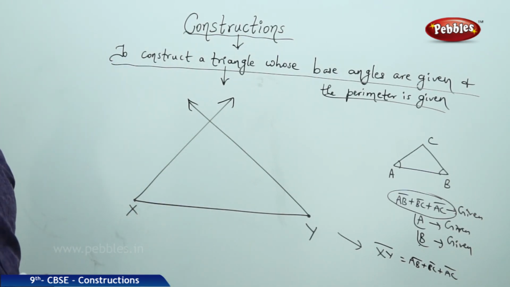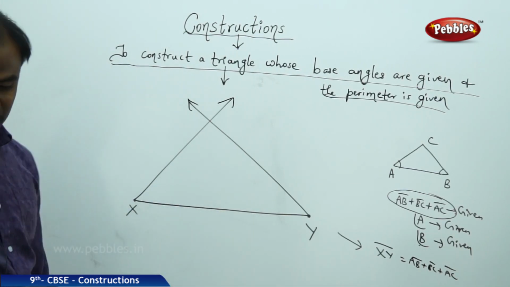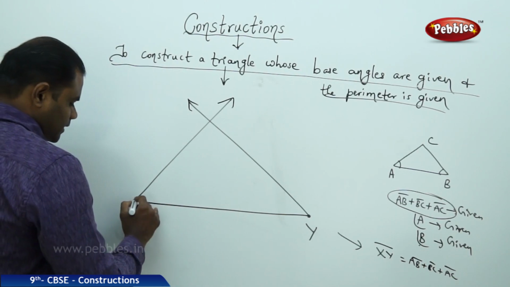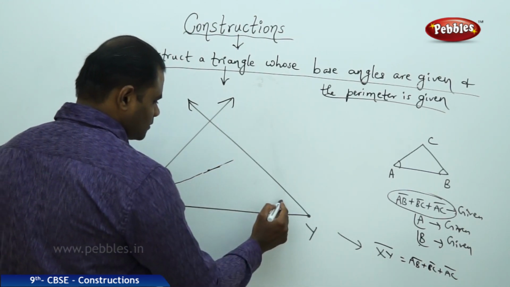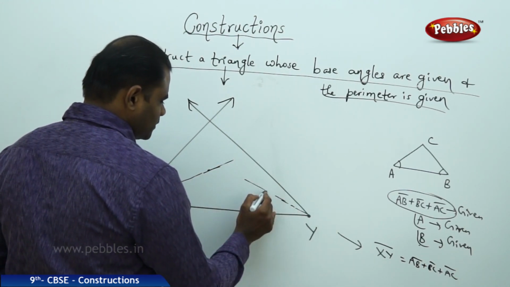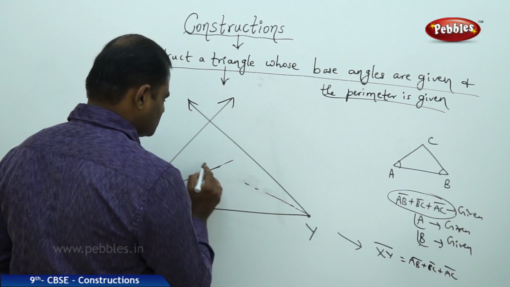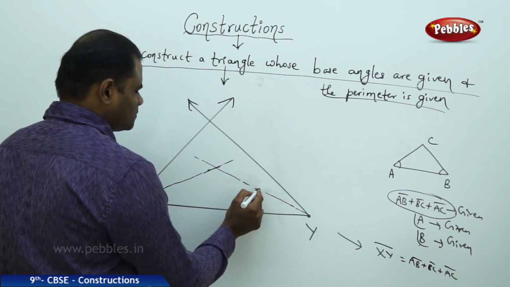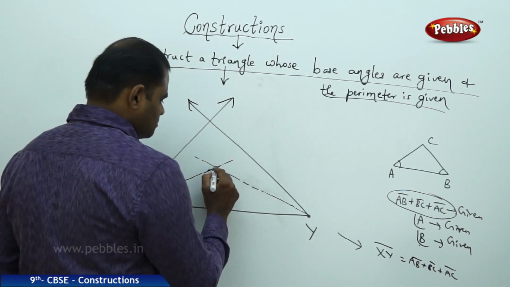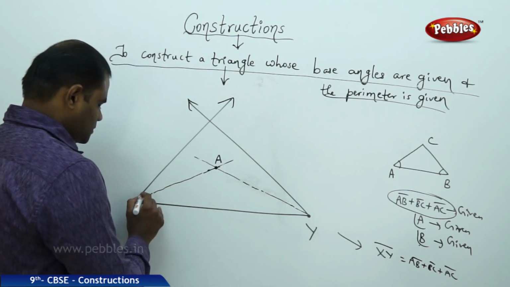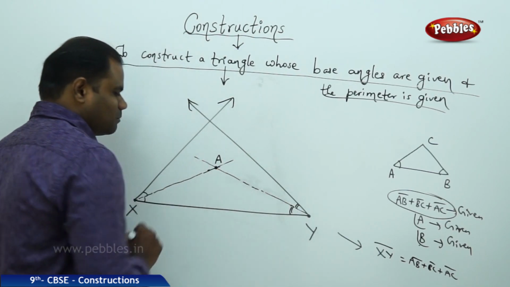Now from this we draw the angular bisectors of X and Y. So once we get these two angles, then I draw the angular bisector at X, and I draw the angular bisector at Y. And these two angular bisectors meet, say, at point A. That means the angles which are equal cut at the point A.